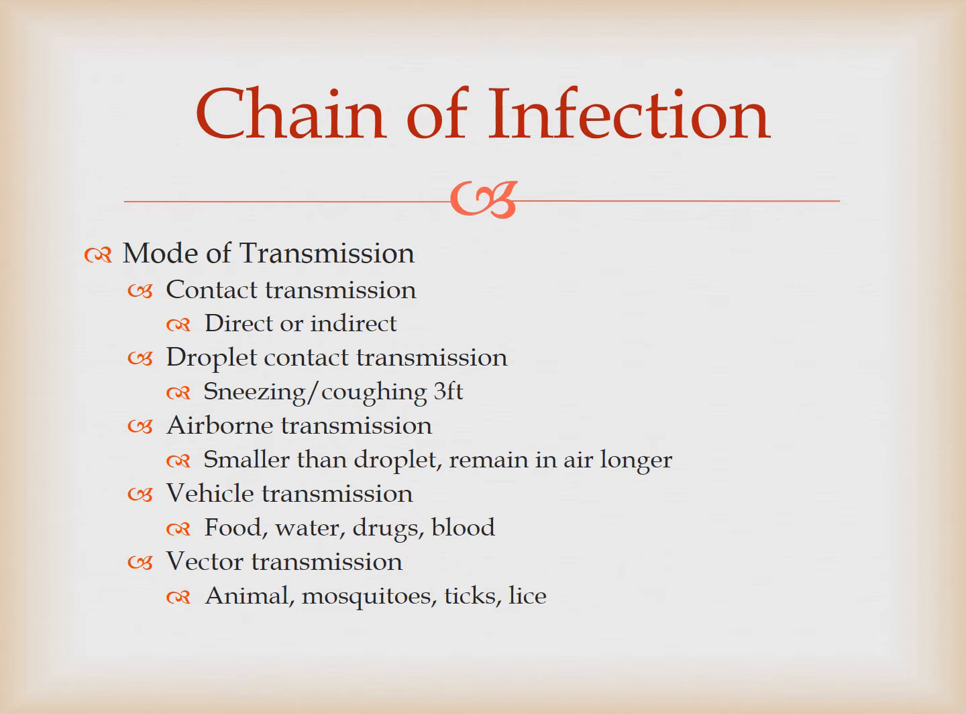Droplet transmission means that the large particles from one person are passed to the susceptible person. Droplets are produced by sneezing or coughing. They are heavy and succumb to gravity within 3 feet. The susceptible host must be close enough so the microorganism can enter through the conjunctiva, nose, or mouth. An example would be the common cold.